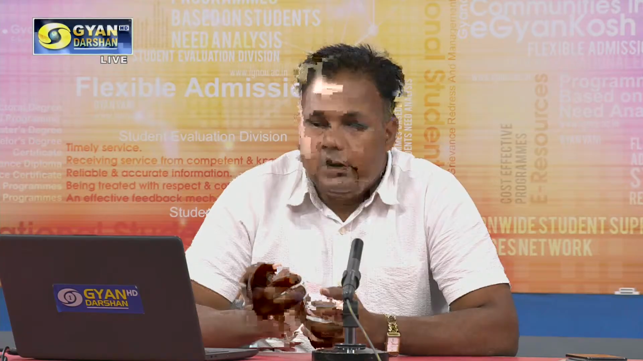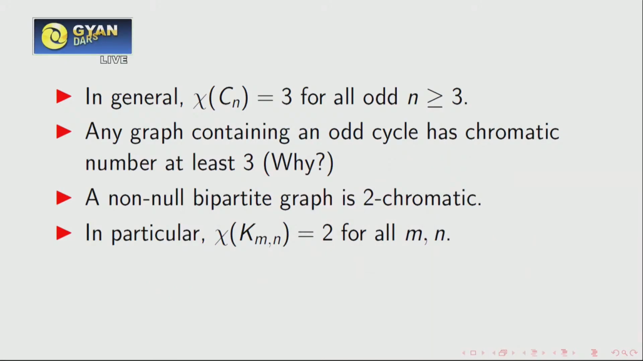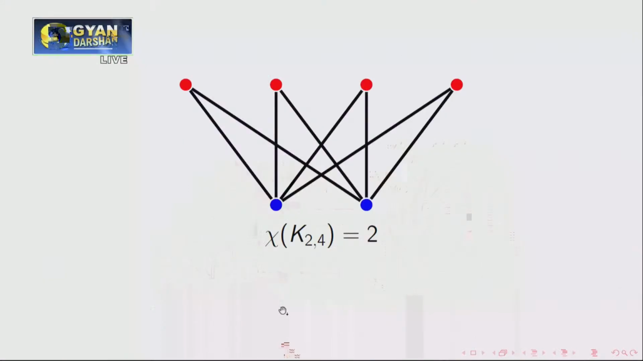So in particular, suppose you wish to compute the chromatic number of a complete bipartite graph K_{m,n}, then its chromatic number is also 2. Just a special case is given here. The chromatic number of K_{2,4} is 2. So the 2 colors are given here, red and blue. There are 2 partite sets which are shown here.